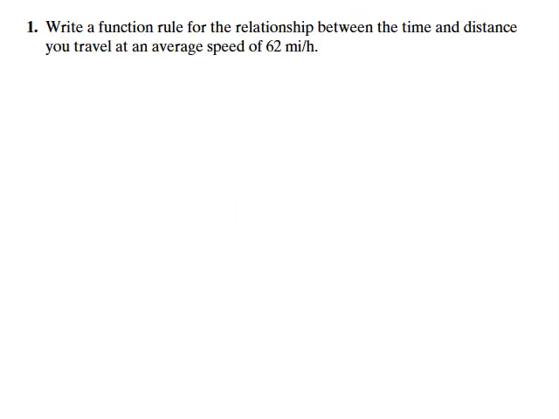Number 1. Write a function rule for the relationship between the time and distance you travel at an average speed of 62 miles per hour. Your distance traveled is going to equal 62 times the time that you travel. So d equals 62t.